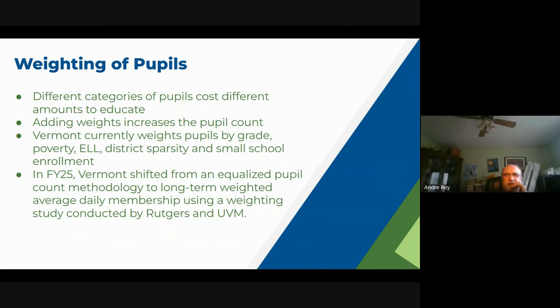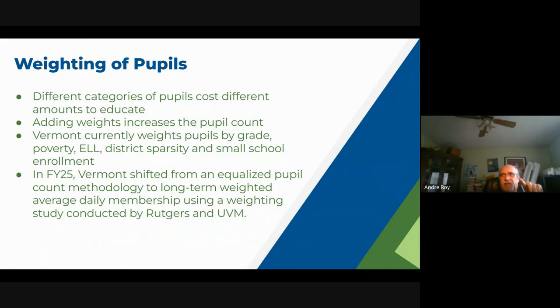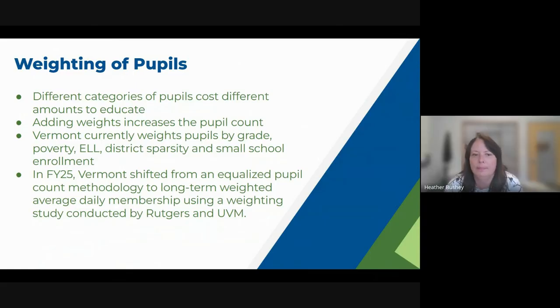Is that based on the community's population? Yes, we'll look at that in a minute. I'll bring it up on the screen and what qualifies. And as far as the poverty, that's determined by people signing up for free and reduced lunch. Yep. Okay. So in FY25 is when we shifted from an equalized pupil count methodology to the long-term weighted average daily membership. And that was, as I said, based on the study conducted by Rutgers and UVM.